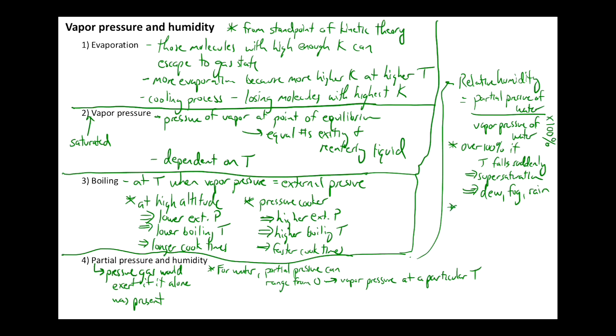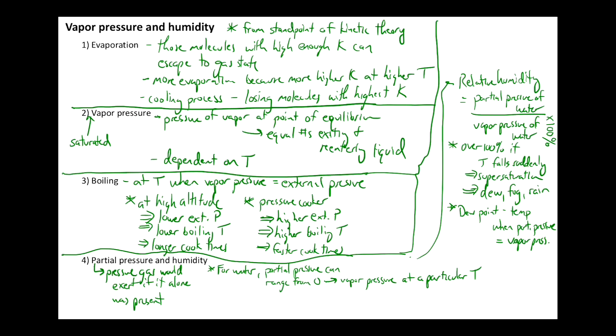And then finally, one other thing, you might see sometimes the dew point. This is the temperature when these two things are equal, when the partial pressure equals the vapor pressure. So when you have 100% relative humidity. Dew point is the temperature when the partial pressure equals the vapor pressure.